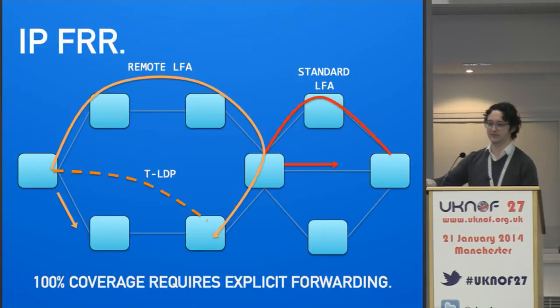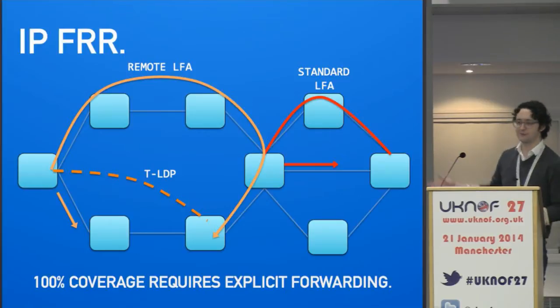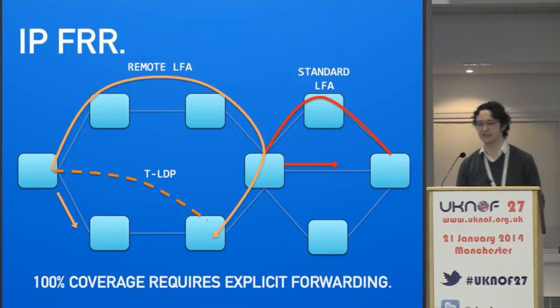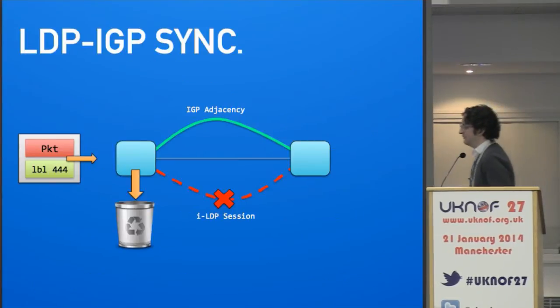When we get towards directed LFAs, then we also want to have explicit forwarding. We want to be able to tell somebody where they should forward next. Again, there's not a great solution here other than running lots of targeted LDP around my network, which isn't nice.